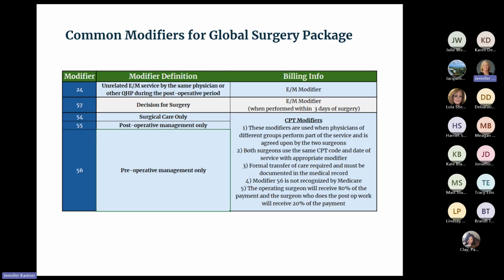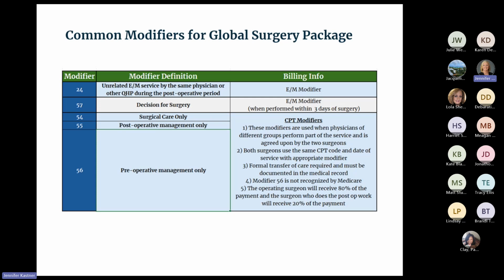Now, the next 3 modifiers, modifiers 54, 55, and 56, I've grouped them together to show that they are only used when there's a transfer of care in place, meaning that physicians of different groups perform different parts of the service. So modifier 54 is for surgical care only, meaning they're only doing the surgery. It could be a situation like maybe an emergency and they were on call and this is a new patient they've never seen before.